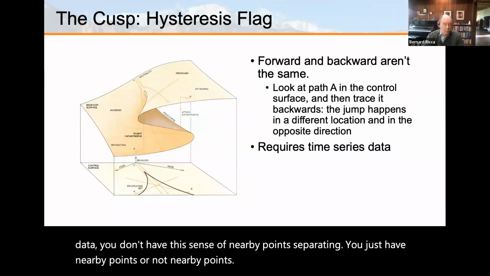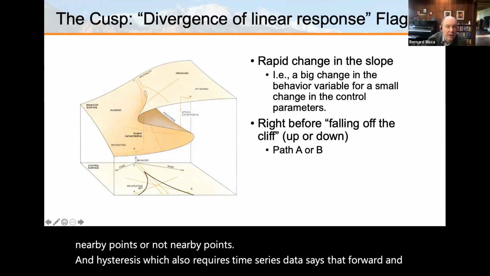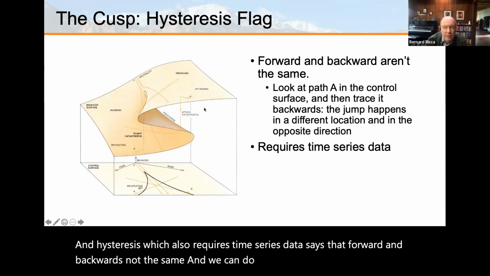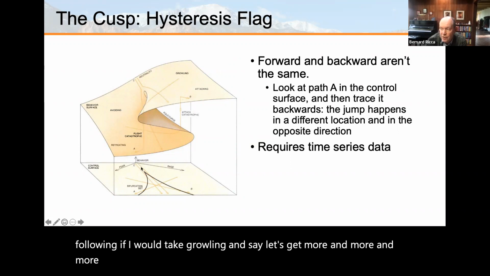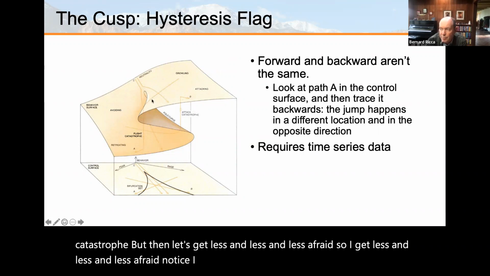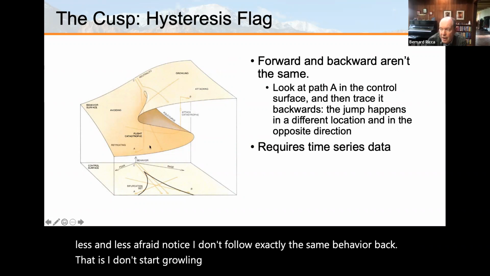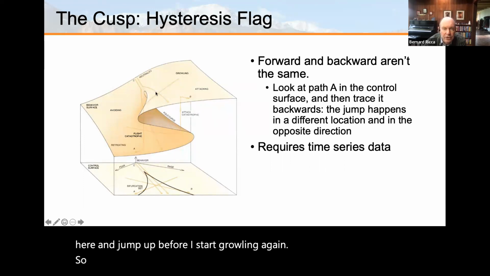And hysteresis, which also requires time series data, says that forward and backwards are not the same. And we can do this by looking at the following. If I were to take growling and say, let's get more and more afraid, and so we've run over here, and then there's the flight catastrophe, but then let's get less and less afraid. Notice I don't follow exactly the same behavior back. That is, I don't start growling again right here. I have to get all the way over here and jump up before I start growling again. Okay, so forward and backwards aren't the same.